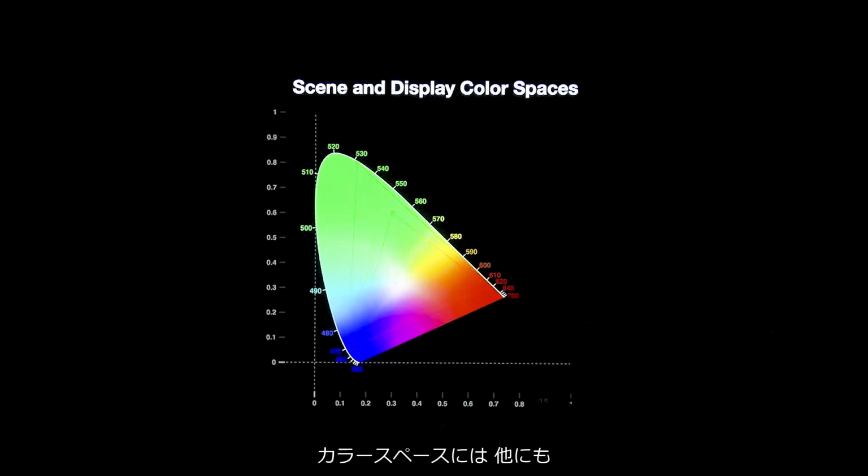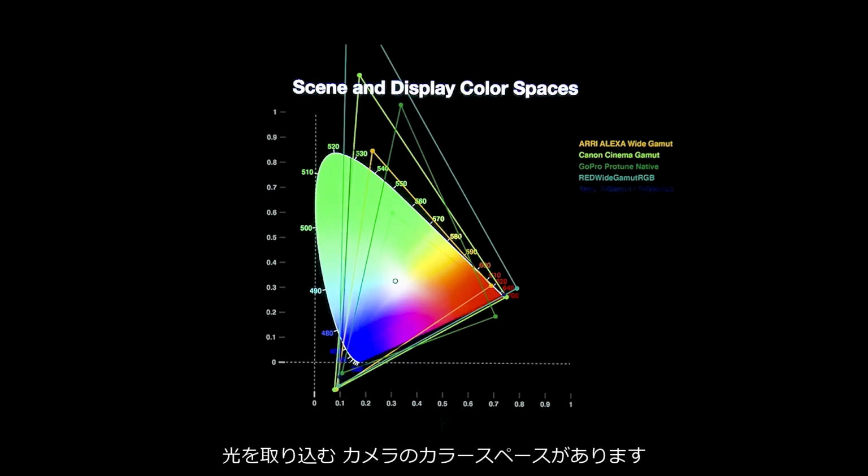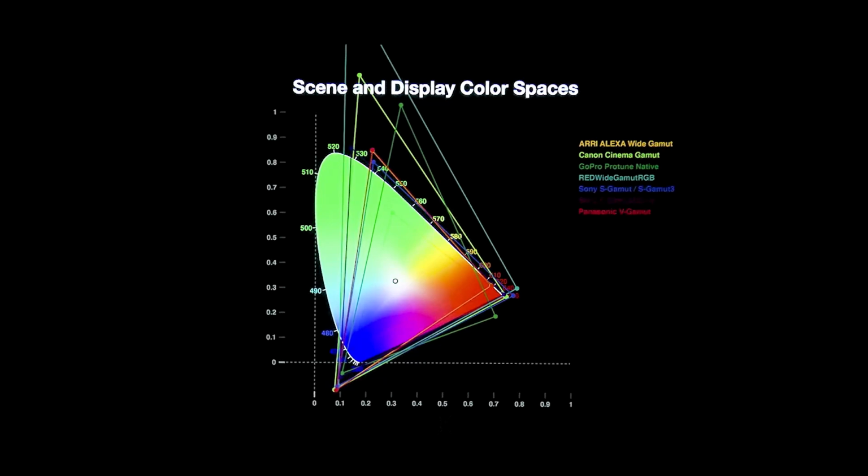There are other kinds of color spaces. There are the color spaces for the cameras, for capturing the light. And we can see certain colors, but we know that there are other animals that see other colors, for instance.